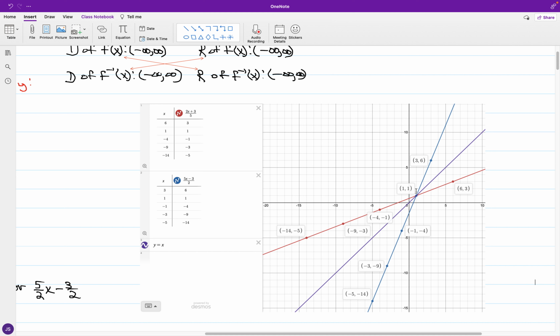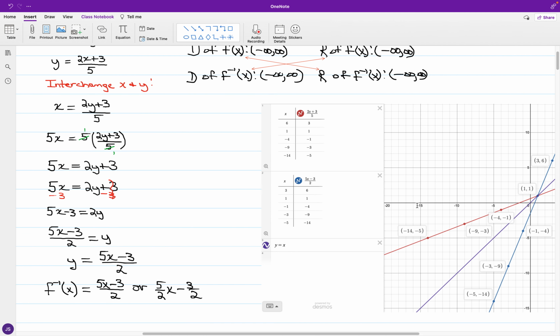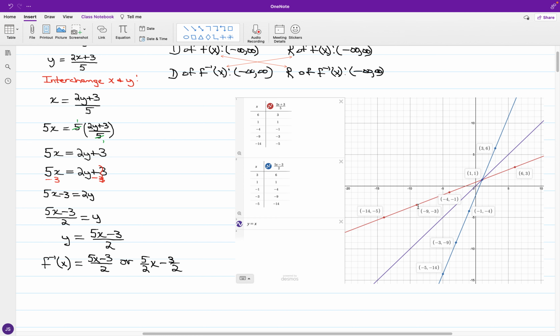And notice that all three of these functions will be intersecting at the ordered pair (1, 1). So again, the domain and the range for both the one-to-one function and its inverse will be the set of all real numbers.